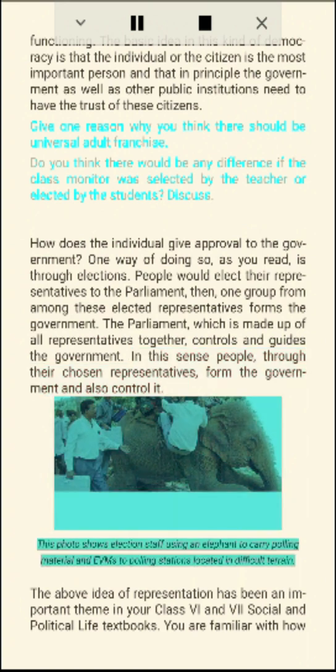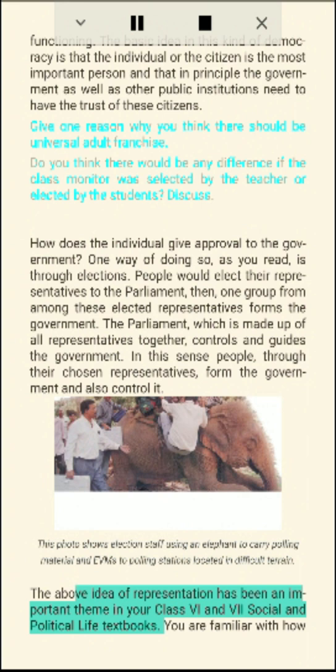This photo shows election staff using an elephant to carry polling material and EVMs to polling stations located in difficult terrain. The idea of representation has been an important theme in your Class 6 and 7 social and political life textbooks. You are familiar with how representatives are chosen at different levels of government. Let us recall these ideas by doing the following exercises.